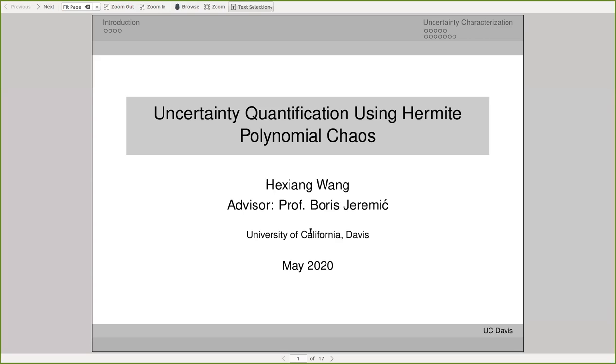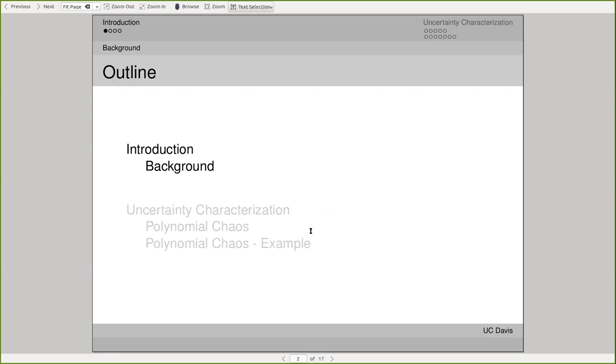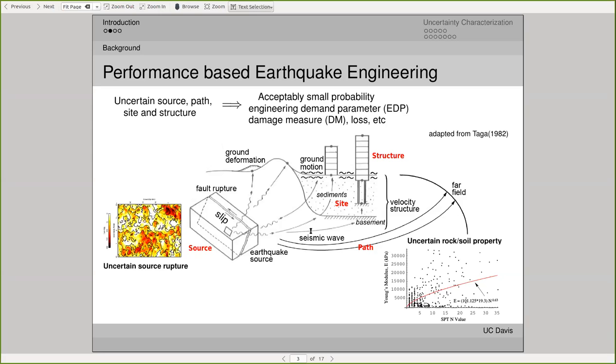Good morning, everyone. Today I'm going to talk about uncertainty quantification using Hermite polynomial chaos. This is the outline. At the beginning, I will give you a brief introduction about the motivation of this whole theory. Essentially, it applies in performance-based earthquake engineering, where you might have some uncertain earthquake source propagating through your uncertain path and to your uncertain site, and eventually to your uncertain structure system.